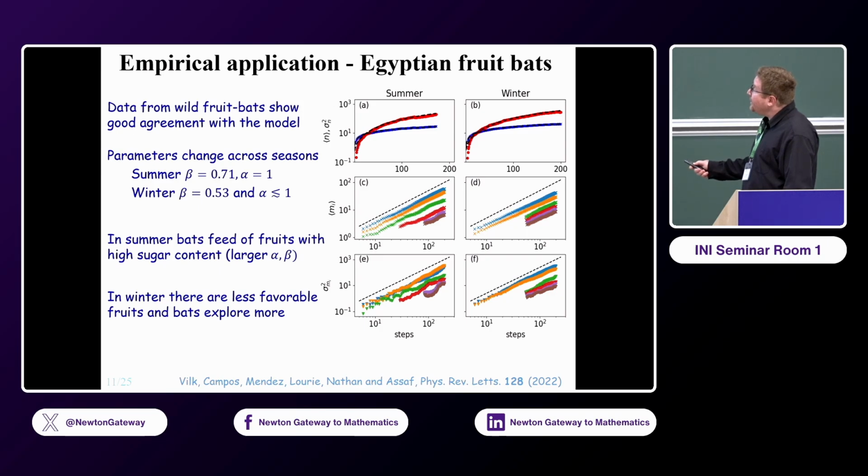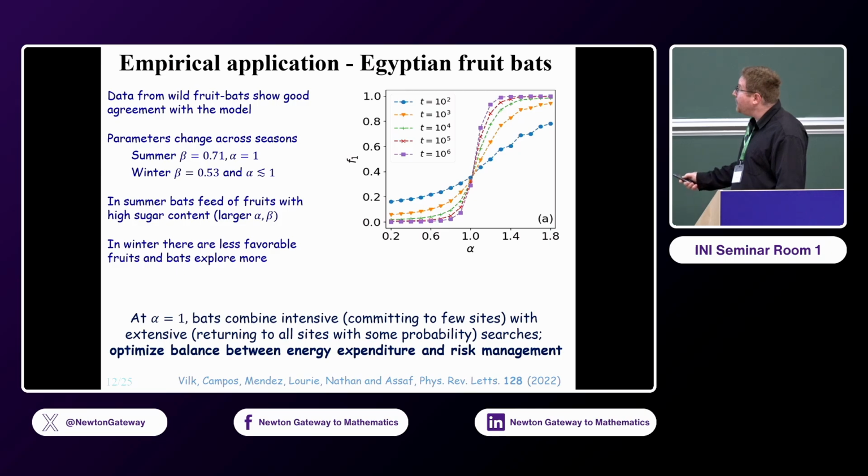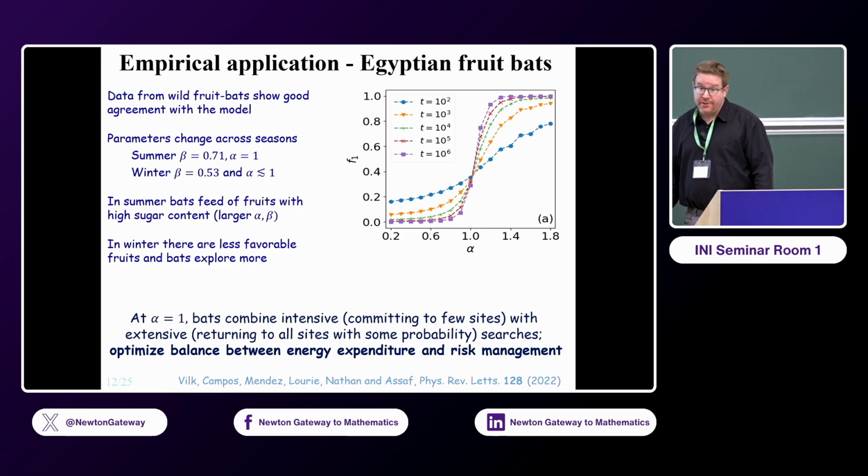We also compared the mean number of visits and the standard deviation. You can also compare that, and you can also do the theory for that. I haven't shown you. And we see that, interestingly, both in the summer and in the winter, the exponent alpha is very close to 1. In the summer, it's around 0.98. In the winter, it's around 0.94. So it's very close to 1. And basically, we find what we thought would happen: at alpha equals 1, the bats combine intensive searches with extensive searches, and they basically optimize the balance between energy expenditure and risk management.